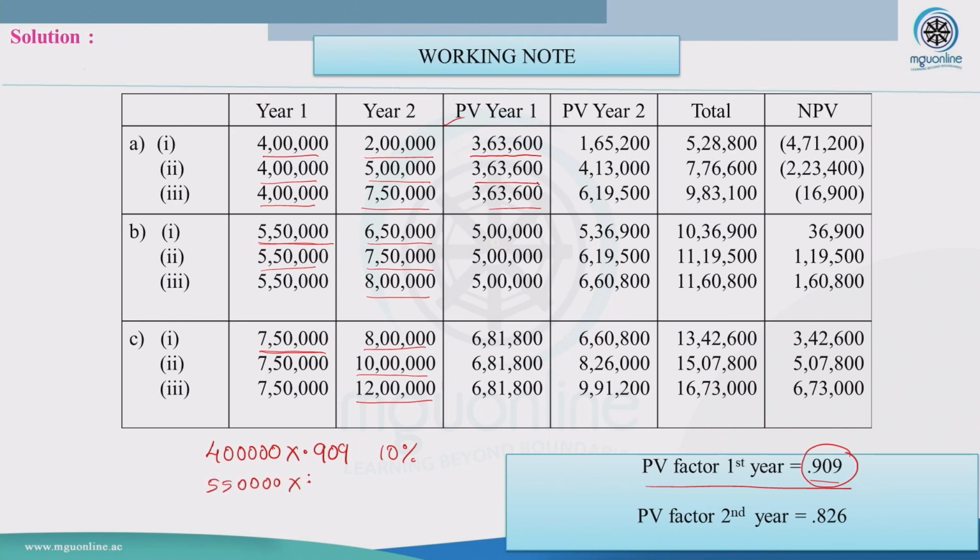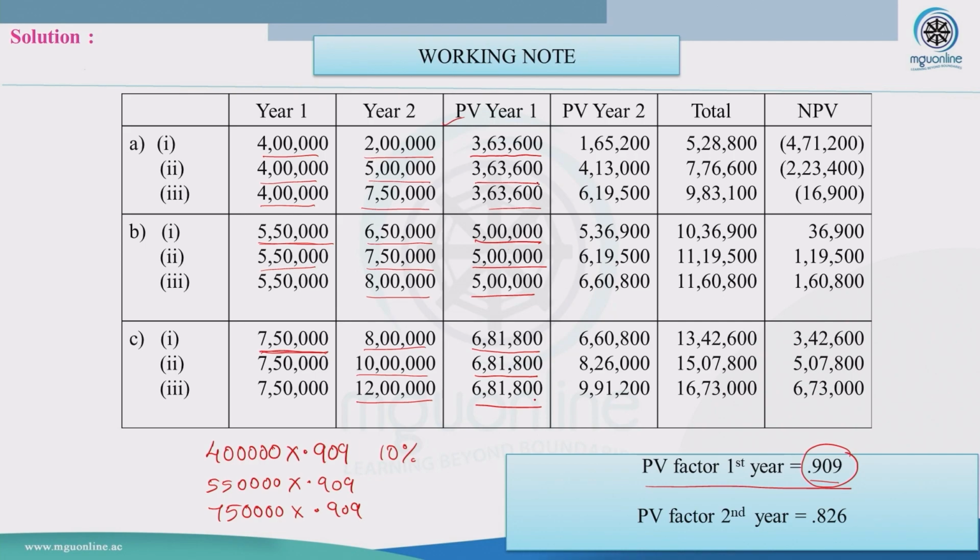In the second case, the cash flow may be 5,50,000. So, 5,50,000 into 0.909 will be 5 lakh. Again 5 lakh, and the third one is also 5 lakh. But in case of the third trial, it will be 7,50,000. So, 7,50,000 into 0.909 will be 6,81,800. Again 6,81,800 and 6,81,800.